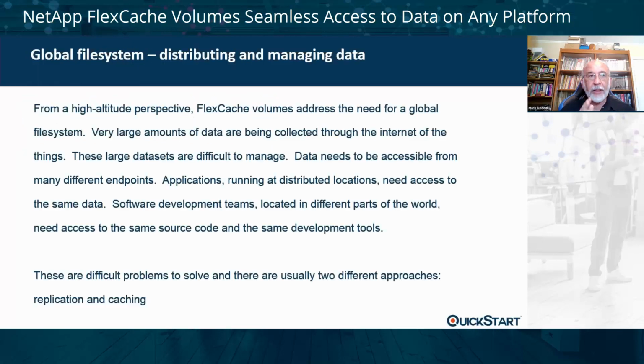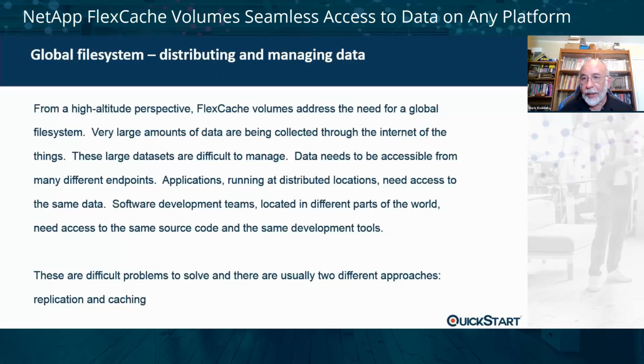The basic idea here is that there is a need for a global file system. When we are collecting these massive amounts of data that are being generated from the Internet of Things, it is very difficult to manage these sorts of quantities of data. Also, there is a greater and greater need to be able to access at least subsets of that data from different locations. And so that is the problem that we're really here trying to take a look at and see what aspects of that we can resolve with FlexCache Volumes.